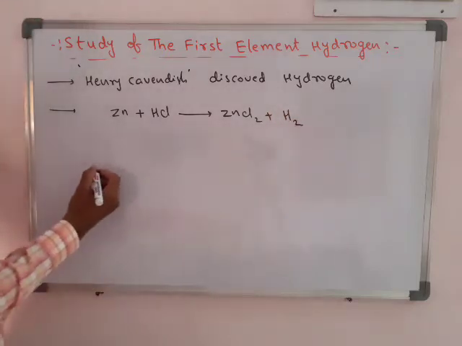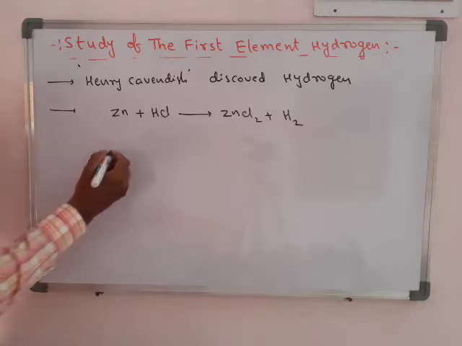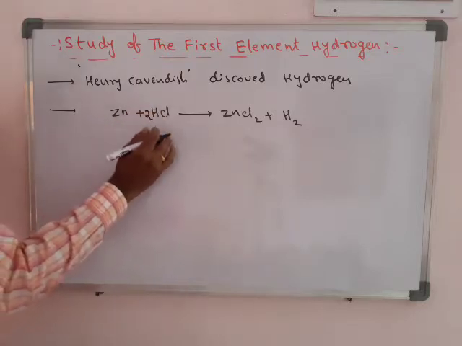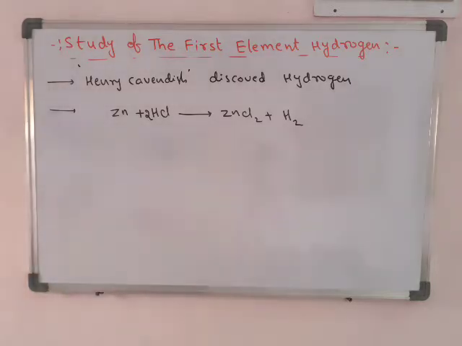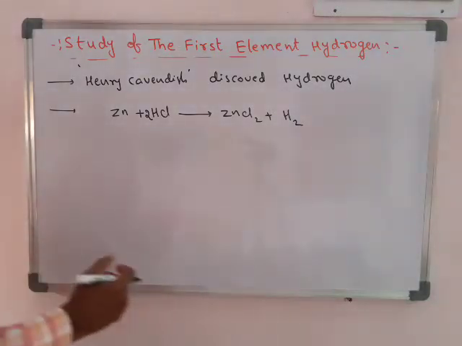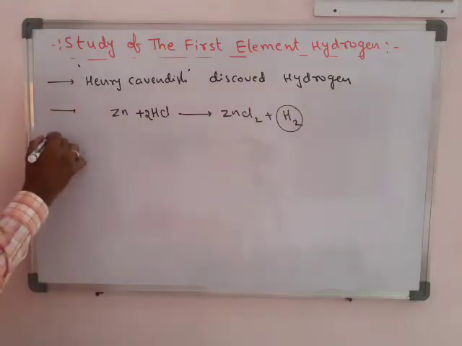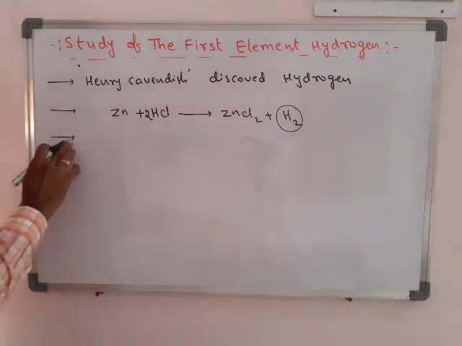Just balance it. Already we know how to balance the reaction. Zinc plus 2 HCl giving ZnCl2 plus H2. So this was the reaction used the first time by Henry Cavendish in the discovery of hydrogen gas.